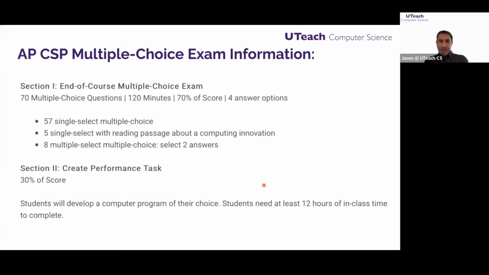And then, of course, the last 8 questions on the exam are those really hard multiple choice questions. Those are the ones where they have to choose not one answer, but 2 answers for each multiple choice question. So that's the breakdown of the multiple choice portion of the exam, in case you're not familiar with it.